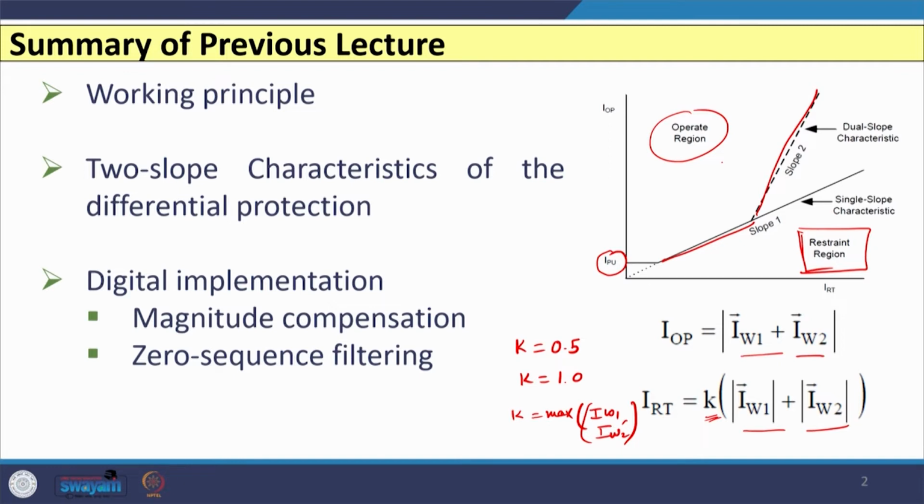After that we have discussed that if we wish to use digital differential relay in the power transformer, then we need to use certain compensation. So, magnitude compensation and zero sequence compensation in the digital relay for the application of power transformer can be achieved mathematically by using equations, and we have discussed that if we use these equations in digital relay, then compared to the earlier bias or percentage differential relay, there is no need of ICTs or interconnecting transformers. So, this is one of the important points.